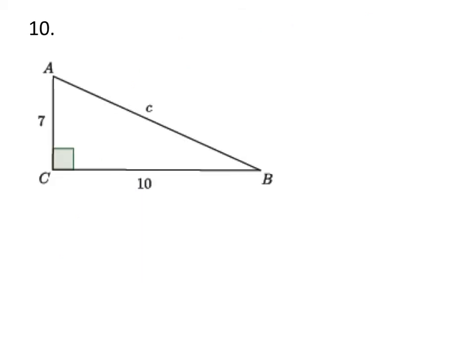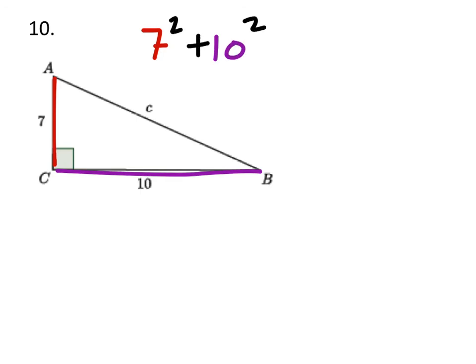Let's try using the same method on this one as we did on that last one. So, I'm going to look at the 7, it's the leg. The length of 10 is also a leg, because they make up the right angle. So I've got 7 and 10. When I square these and add those squares, then I get the hypotenuse squared.